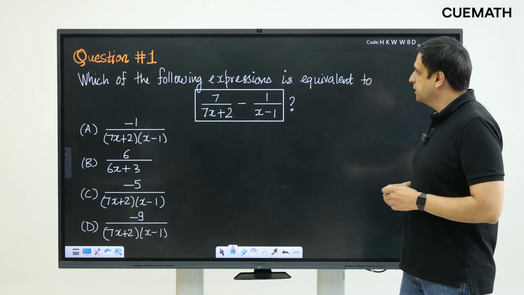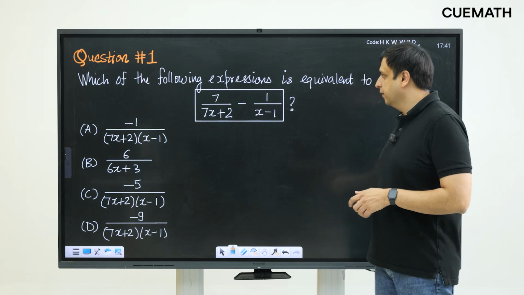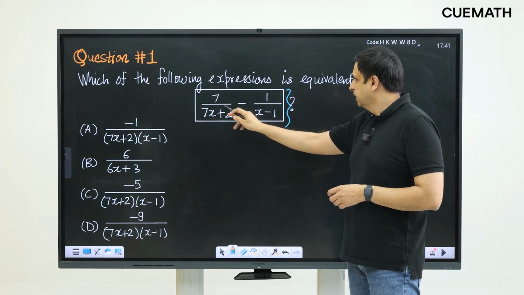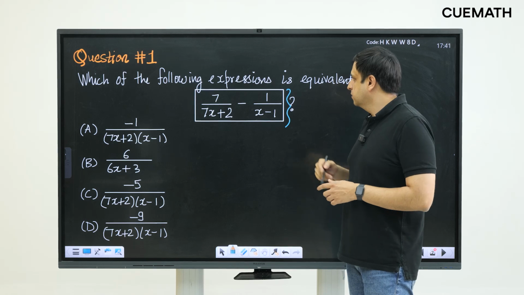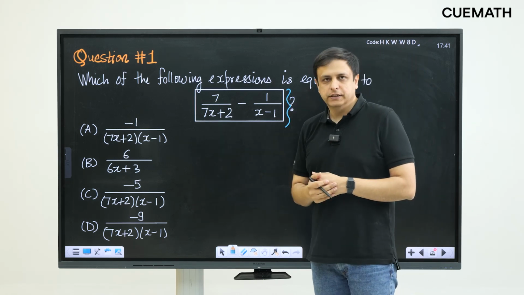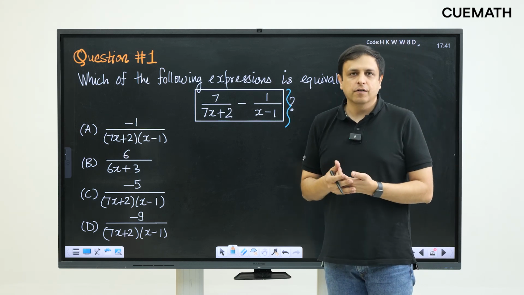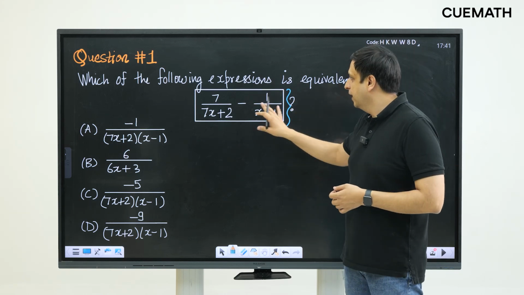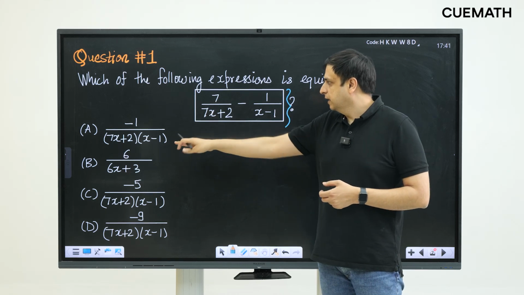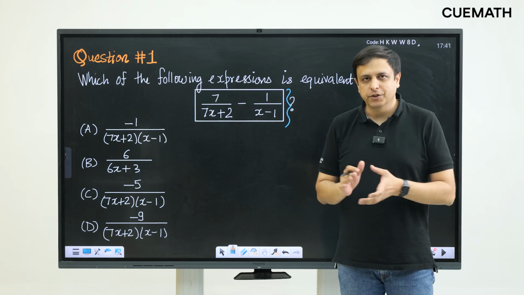Here's our first question. Which of the following expressions among the 4 given to you is equivalent to this expression here? 7 by 7x plus 2 minus 1 by x minus 1. Which of those 4 expressions is equivalent to this expression? So, the typical traditional way would of course be to simplify and manipulate this expression and see which one it becomes equivalent to, but we will make our own substitution.